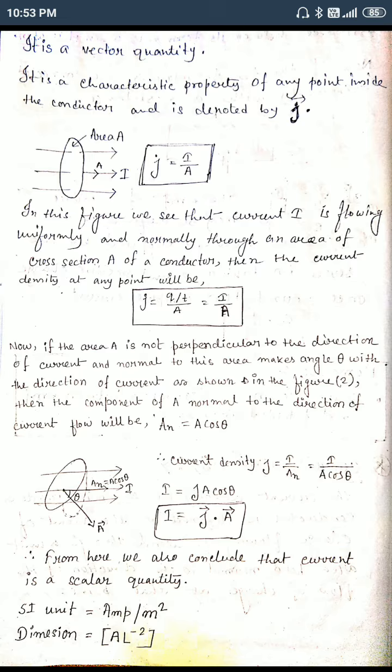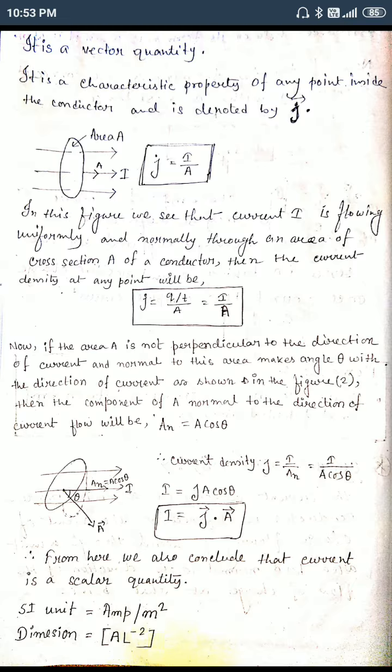The dot product of two vectors gives us a scalar quantity, and the cross product of two vectors gives us a vector quantity. So from this expression we can conclude that current is a scalar quantity. In this way we can also prove that current is a scalar quantity, because the cos theta term is there, and cos theta means dot product, and the dot product between two vectors gives us a scalar quantity. So I is a scalar quantity.